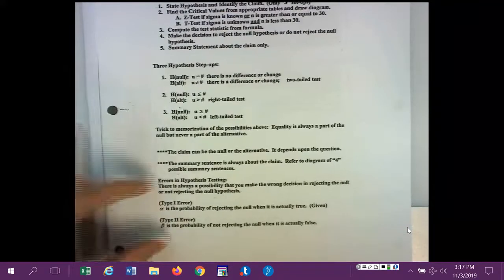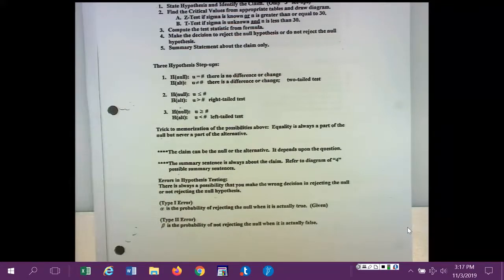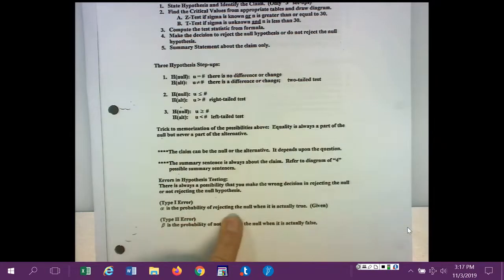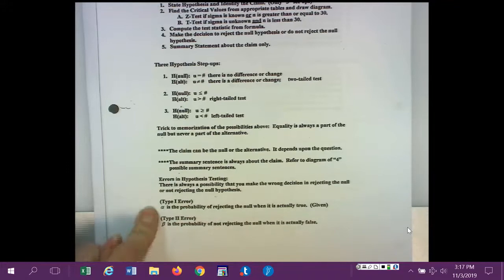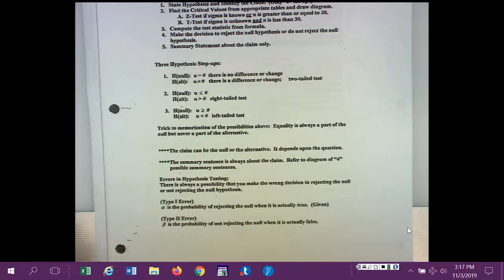Now, there are errors in hypothesis testing. There's always a possibility that you made the wrong decision in rejecting the null or not rejecting the null. I tell students that the best way to know what type of possible error you're making is to realize what your decision was in step 4. If your decision was to reject the null hypothesis, then the possibility you made a mistake was a type 1 error or alpha. Rejecting something that's actually true would be a mistake.